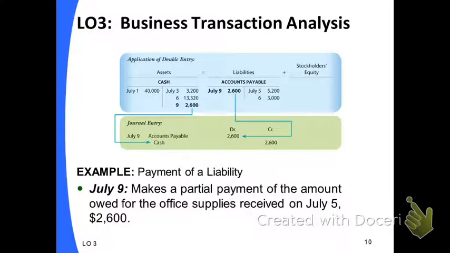Another transaction, the payment of a liability. In this particular case, now we're paying down that liability we had created, or partially paying down that liability we had created before. So we're going to pay down our liability using cash of $2,600, and we're going to reduce our liability and credit our liability for that amount. So we debit our accounts payable to reduce the liability and credit our cash to reduce our cash balance.